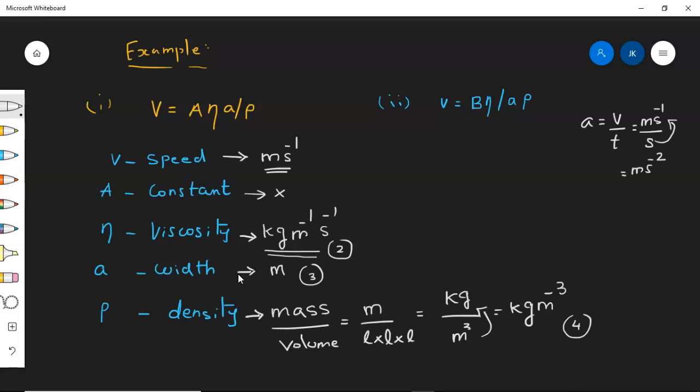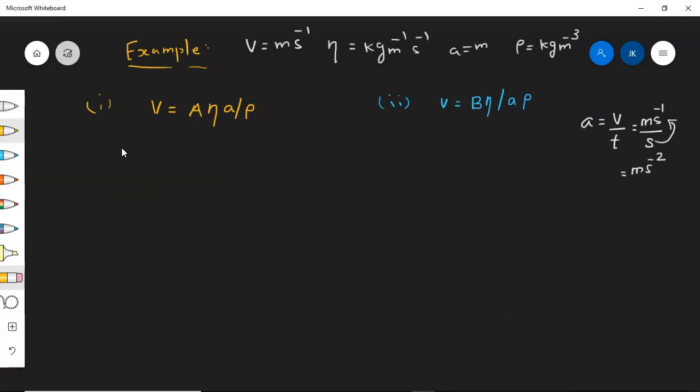Now we are going to substitute and simplify and check whether the units of both sides, left and right hand sides, are equal or not. If it is not equal, it is inhomogeneous. If it is equal, it is homogeneous. So right here the unit of speed we already found, meter per second. It's a constant, there is no unit, so no need to care about the constant. And here is eta, the viscosity we already found, kilogram per meter per second.